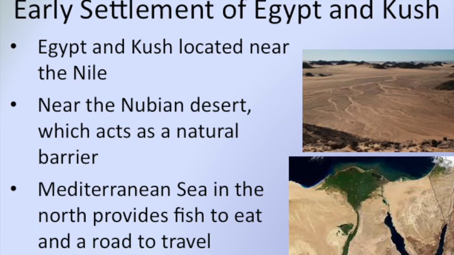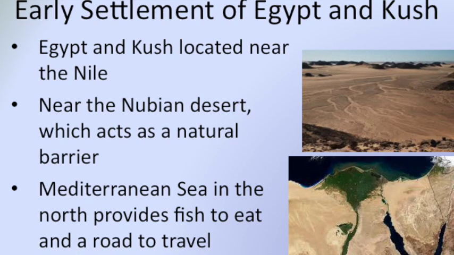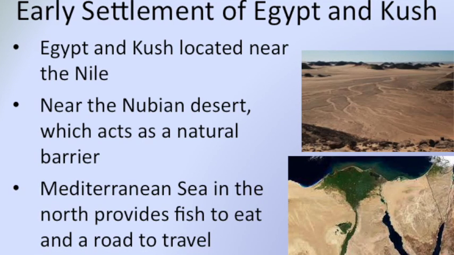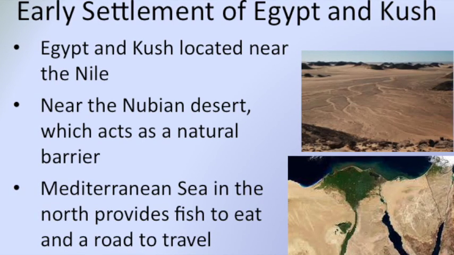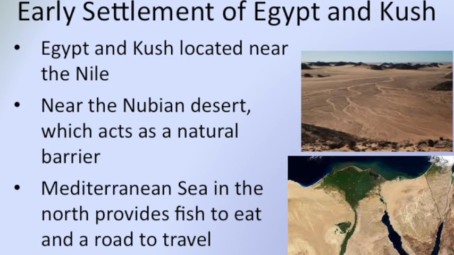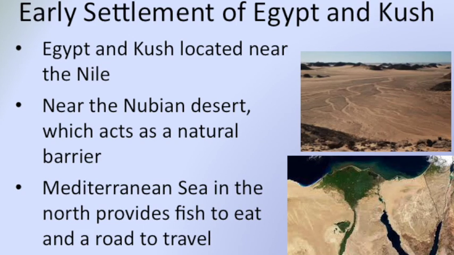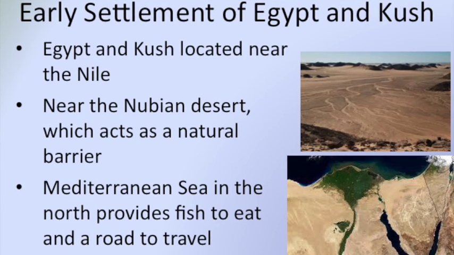Environmental factors and human settlement in Egypt and Cush. Environmental factors in ancient Egypt and Cush greatly favored settlement near the Nile River. Most important, the Nile was a source of fresh water in an area that was mostly desert. The lack of water in the deserts made them useless for farming. But in the Nile River Valley, the river provided natural irrigation and fertilization.